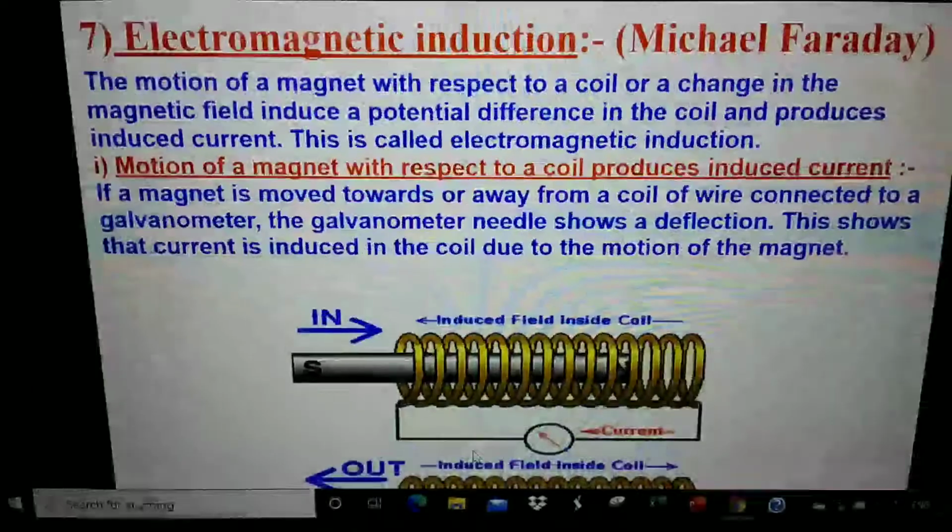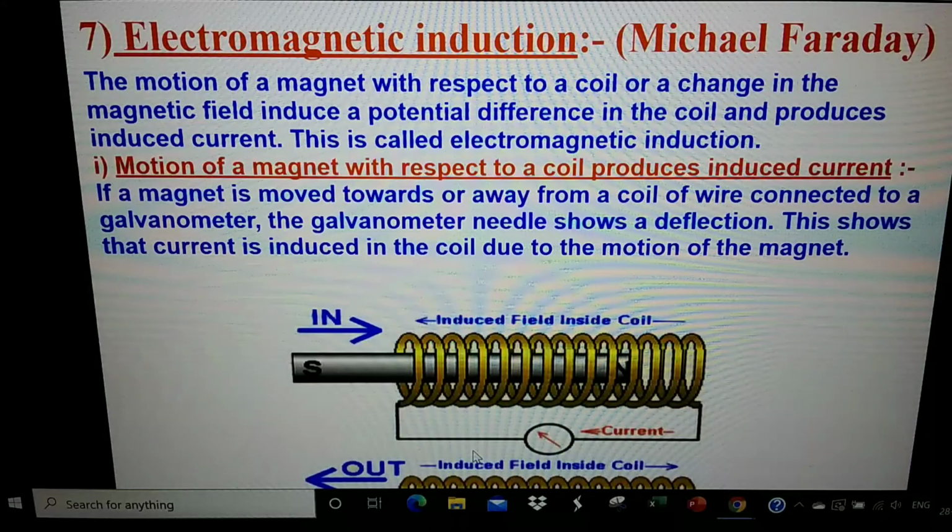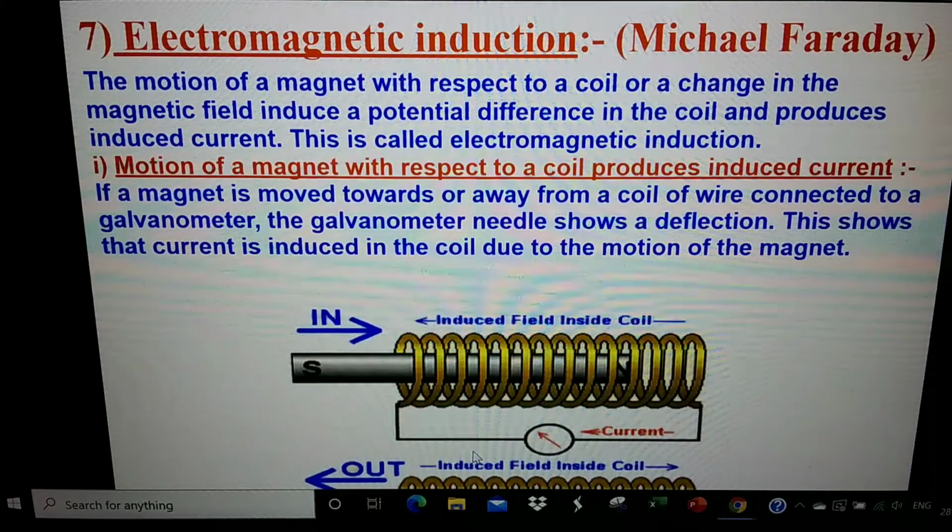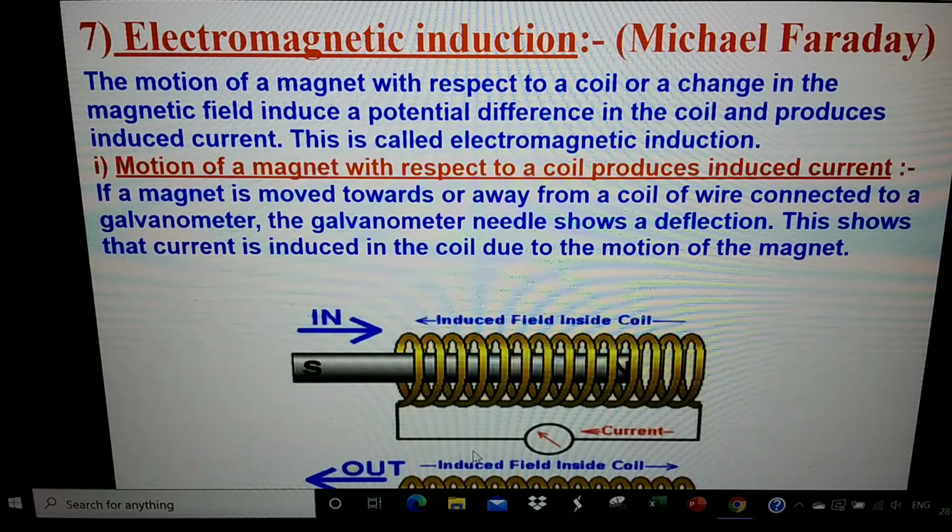What is electromagnetic induction? This was stated by Michael Faraday. The motion of a magnet with respect to the coil or a change in the magnetic field induces a potential difference in the coil and produces induced current. This is called electromagnetic induction. Motion of the magnet with respect to the coil produces induced current.